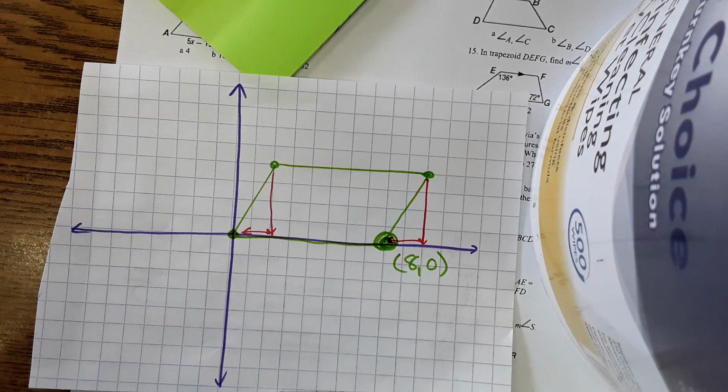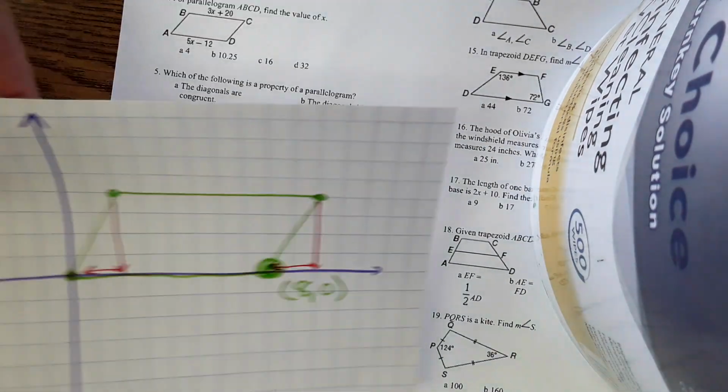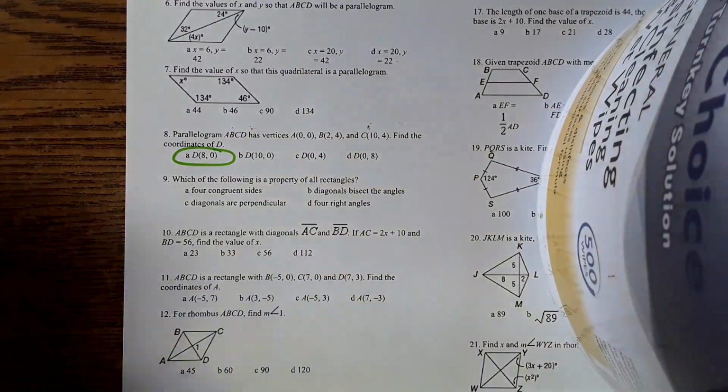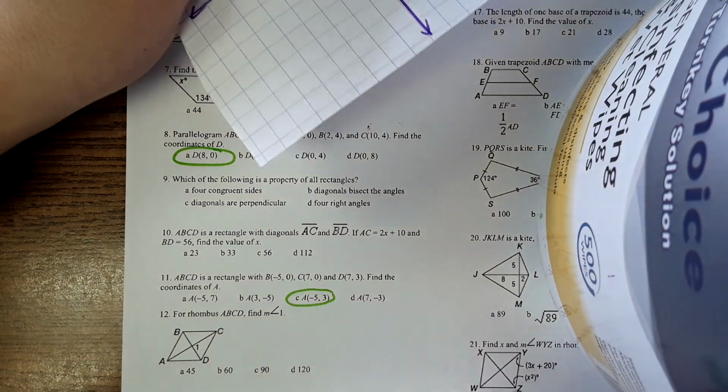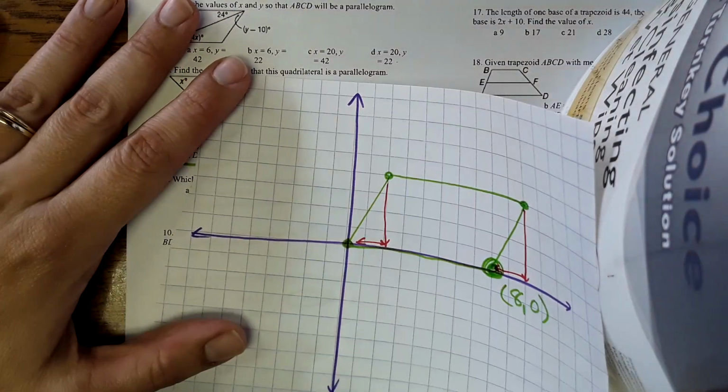Okay, then the next one, number 11, with the graphing, it says ABCD is now a rectangle. It gives you 3 points, and you're finding the 4th one. Did you get C? If you got C, you did it right. Good job. Okay, so plotting the points, I'm going to use a different color.